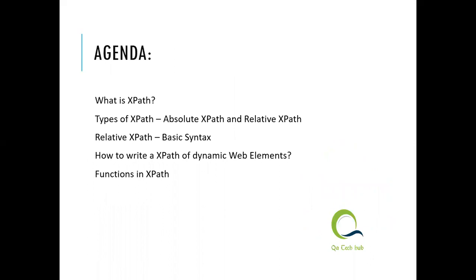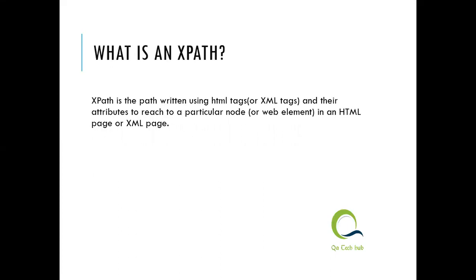What is XPath? Types of XPath. So there are two types of XPath, absolute and relative. We're going to talk about both. Then we're going to talk about the relative XPath and its syntax. Then how to write an XPath of dynamic web elements. And then what are the different functions in XPath. Let's start with what is an XPath.